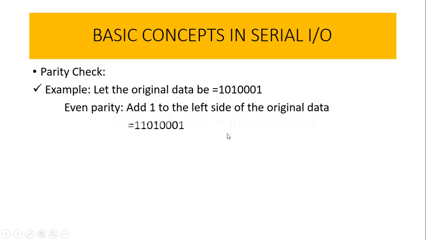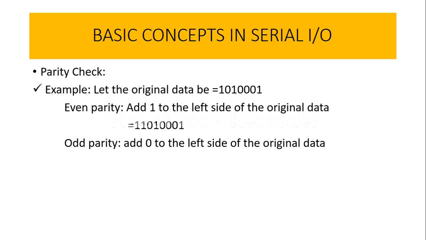When we talk about odd parity, that means the total number of ones in the actual data should be odd in number. Since in the original data we already have an odd number of ones, the parity bit we are going to add is 0. That's why I have written add 0 to the left-hand side of the original data. So if you use odd parity, our output will be something like this, which I am going to transfer instead of the original data.